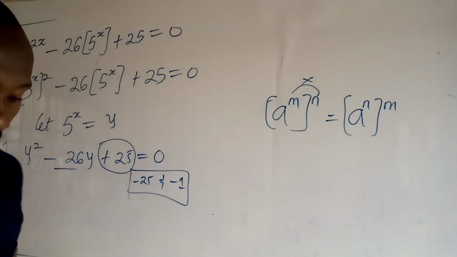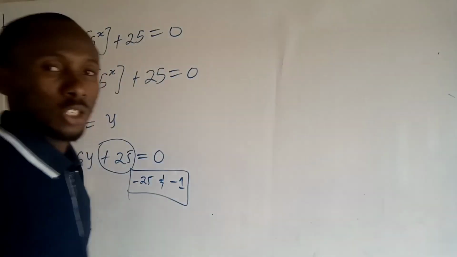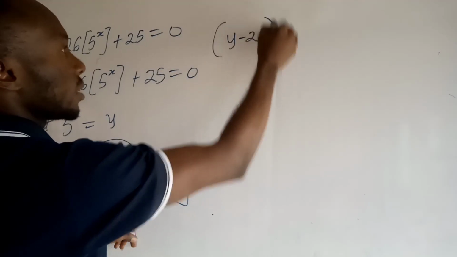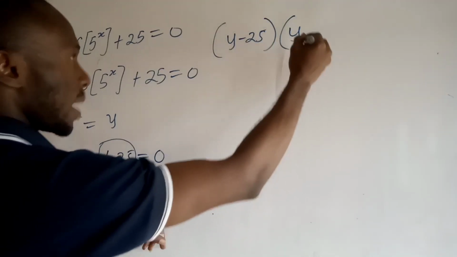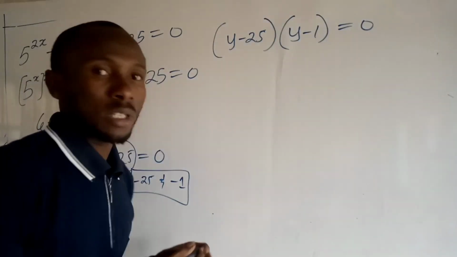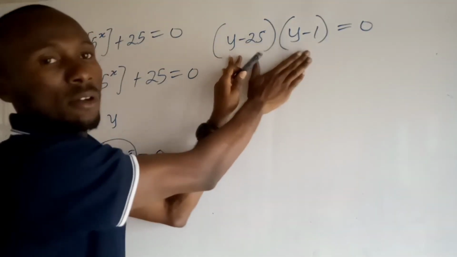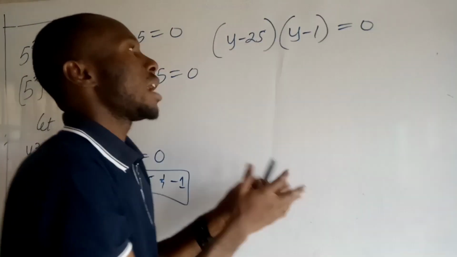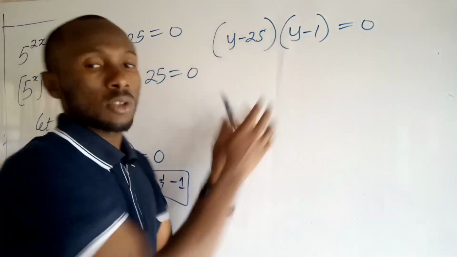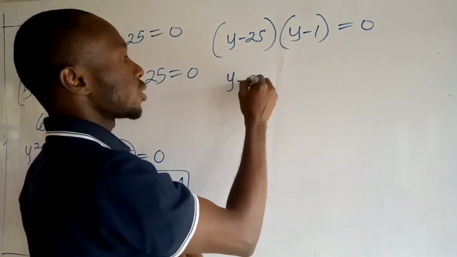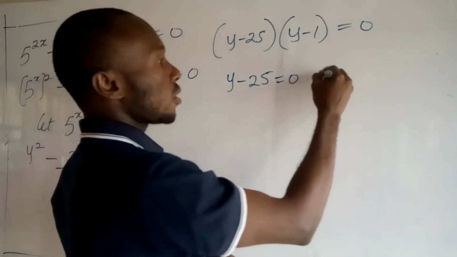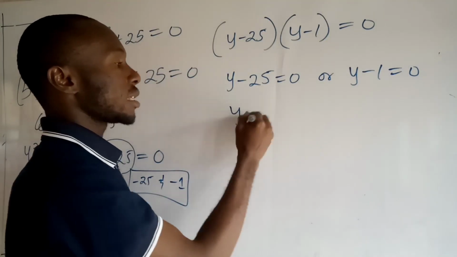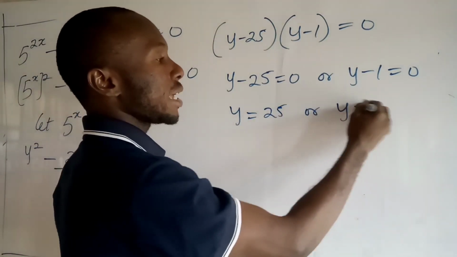So therefore, I'm going to rewrite the quadratic equation as y minus 25 times y minus 1 equal to 0. So what it means is that if you expand these factors, you are going to have this same expression right here. Okay, so we have just factored these, and at this point we are ready to equate each of these factors to 0. So I'll have y minus 25 is equal to 0, or y minus 1 is equal to 0. You can see that from this point y is equal to 25 or y is equal to 1.